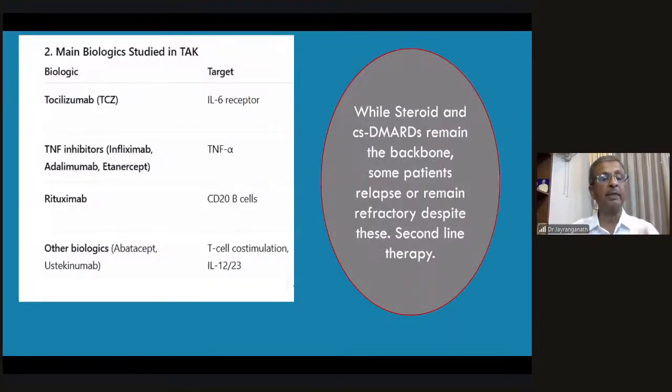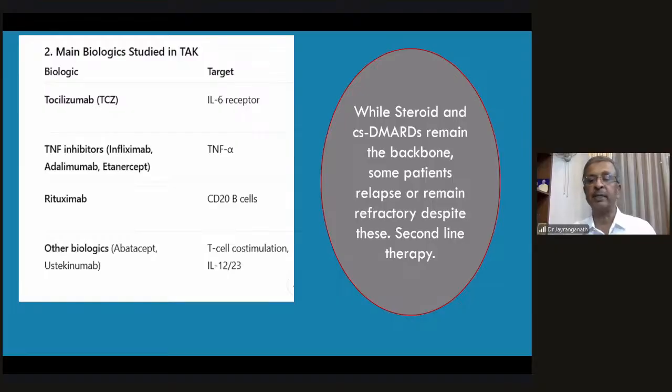TCZ means tocilizumab, that all of us know is an IL-6 receptor inhibitor. TNF inhibitor, infliximab, is widely used in some of the other conditions, like we do use that in Kawasaki disease, widely used by the pediatricians and pediatric cardiology group. Rituximab or other biologicals, we don't have much experience of usage in India in aortoarteritis. One is expensive, another needs monitoring, and we don't have so much caseload.